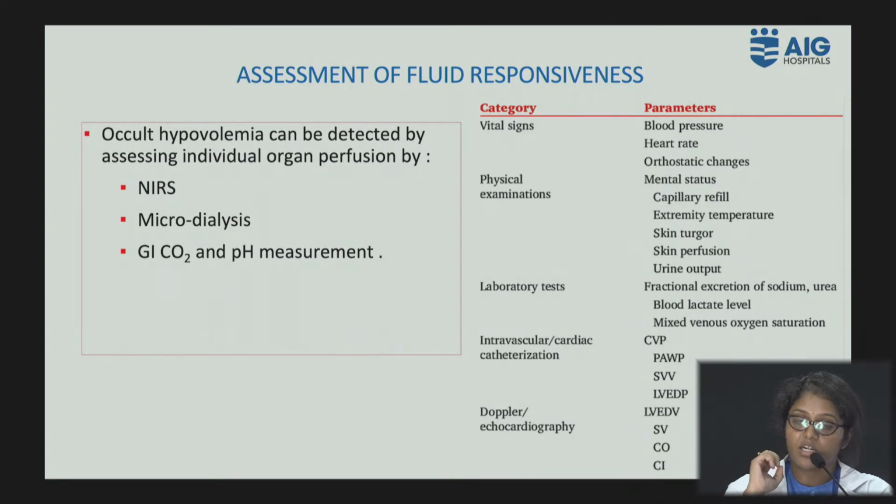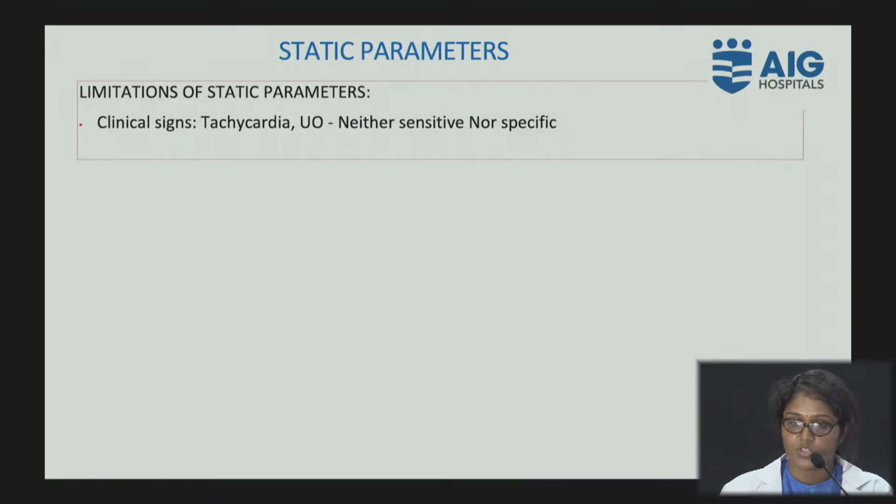There is something called occult hypovolemia, wherein there will not be any changes in these parameters, but the patient will still be having reduced intravascular volume. This can be detected by NIRS, microdialysis, GI CO2, and pH measurement. Coming to static parameters, as said earlier, it includes heart rate and BP, and other things.